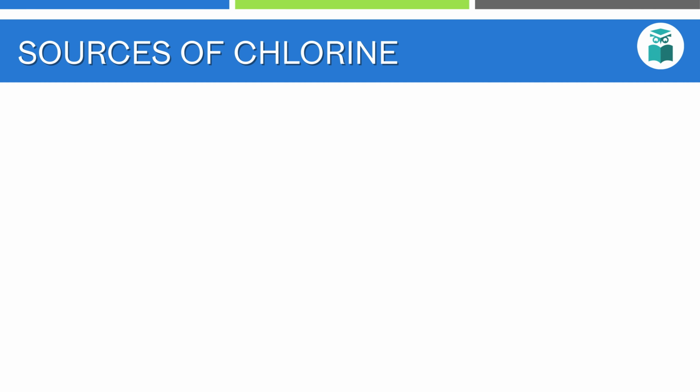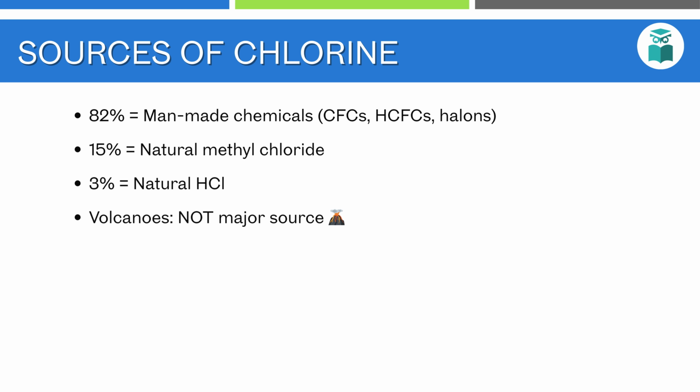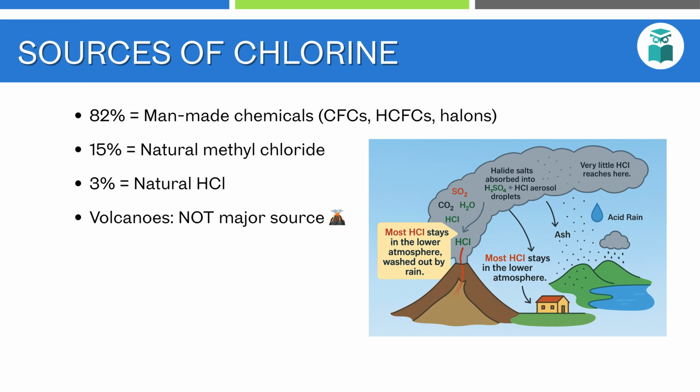Next, let's talk about where this chlorine comes from. Some people think volcanoes are the main source, but that's not true. While volcanoes do release hydrogen chloride, most of it doesn't make it into the stratosphere. In fact, studies show that about 82% of stratospheric chlorine comes from man-made chemicals like CFCs, HCFCs, and halons. Only 15% comes from natural methyl chloride, and just 3% from natural hydrogen chloride. Even air samples from volcanic eruptions show very little chlorine reaching the upper atmosphere.